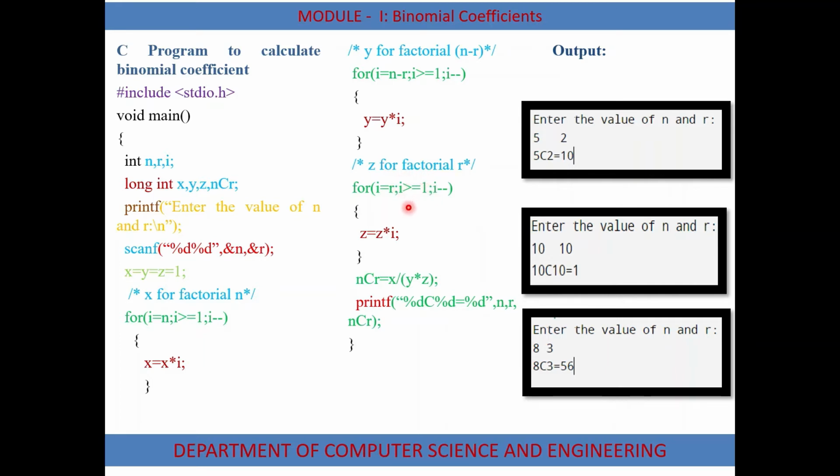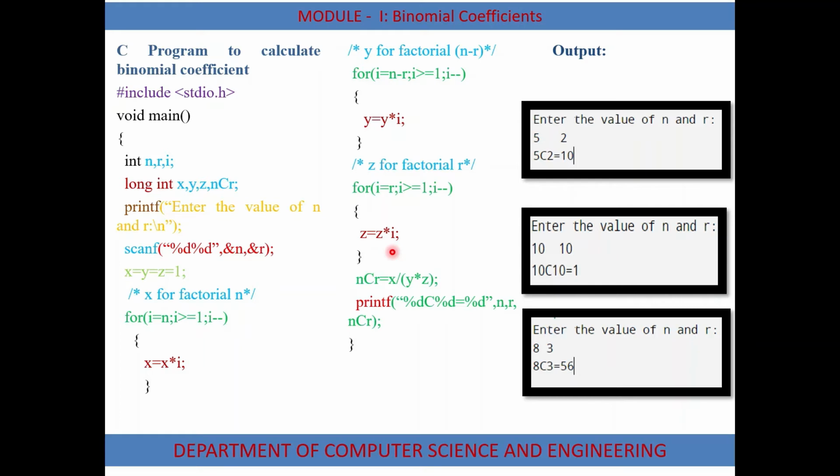Again check the condition. Is 1 greater than or equal to 1? Yes. Perform this operation, that is z is equal to z into I. The value of z is 2, 2 into 1 is equal to 2. Now the value of z is 2. Now decrement the value of I by 1. That is I is equal to 1 minus 1 is equal to 0. Again check the condition. Is 0 greater than or equal to 1? False. Now z, that is r factorial, is equal to 2.